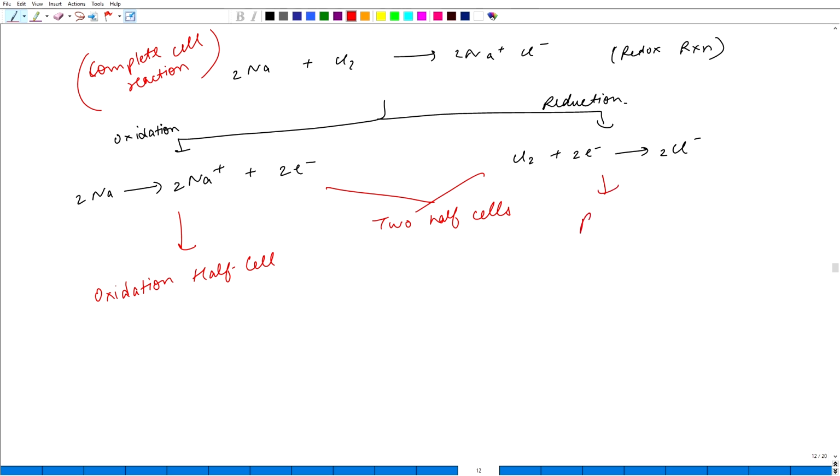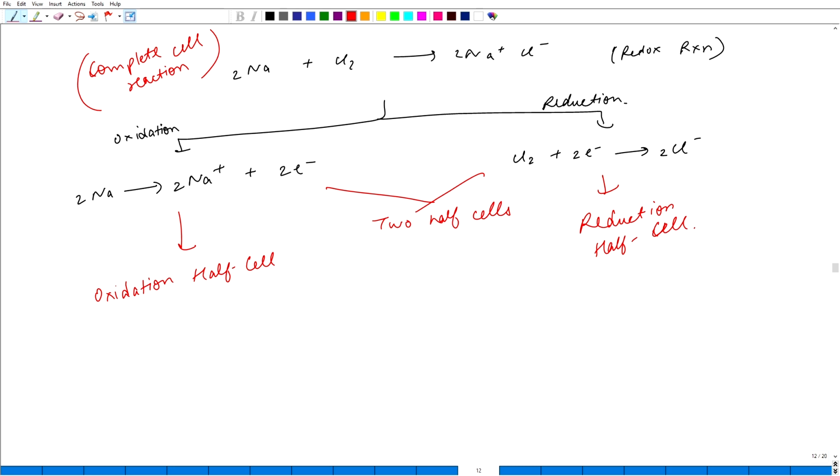and this one is the reduction half cell. So, the entire equation is called the complete cell reaction. We have split the complete reaction into two halves, oxidation and reduction, called half cells. The left one, where sodium loses 2 electrons, is the oxidation half cell. The right hand side is the reduction half cell. These are called two half cells for a complete cell reaction.